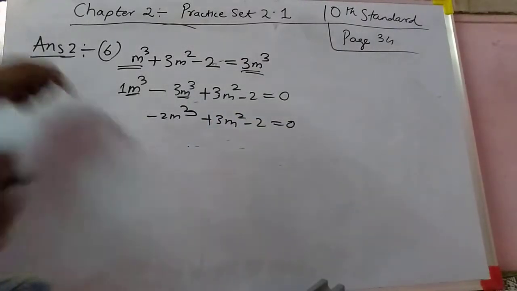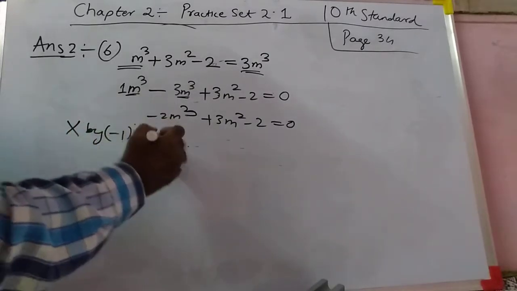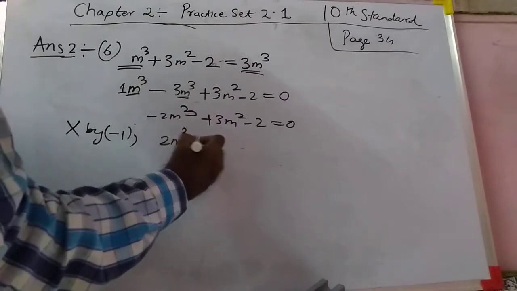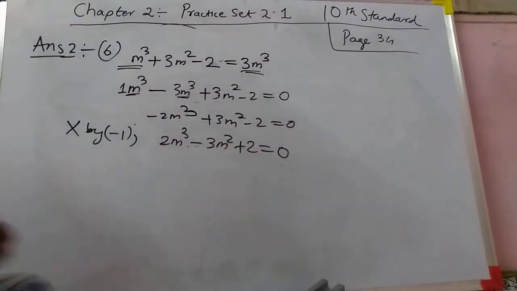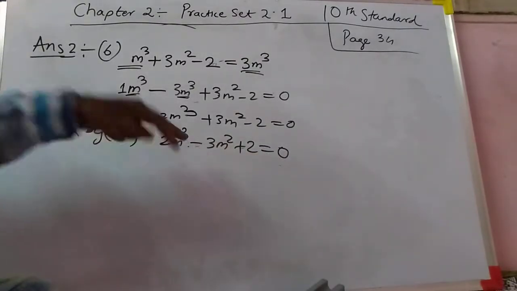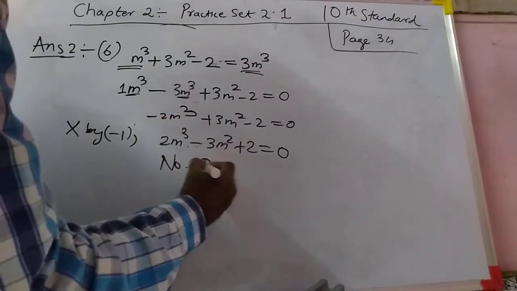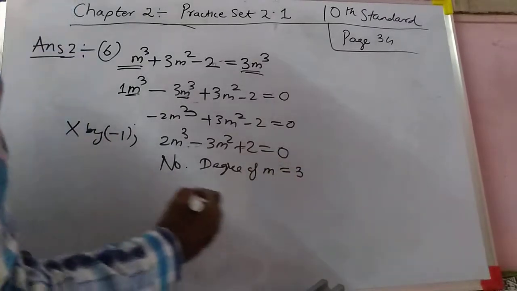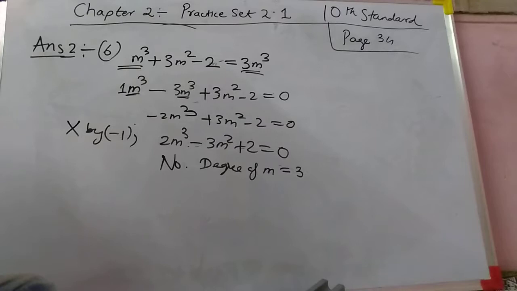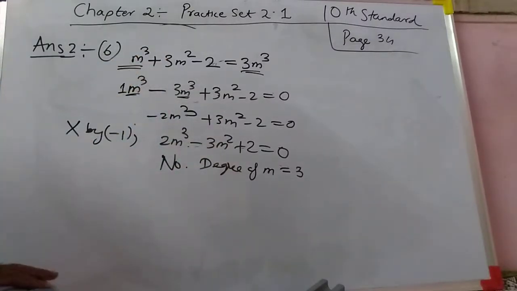How to remove this negative? Multiply by minus 1. So it will become 2m cube, plus will become minus, and minus will become plus 2 is equal to 0. Now power or degree is 3, so no, because degree of m is equal to 3. So in exam always write step by step all these things, okay?